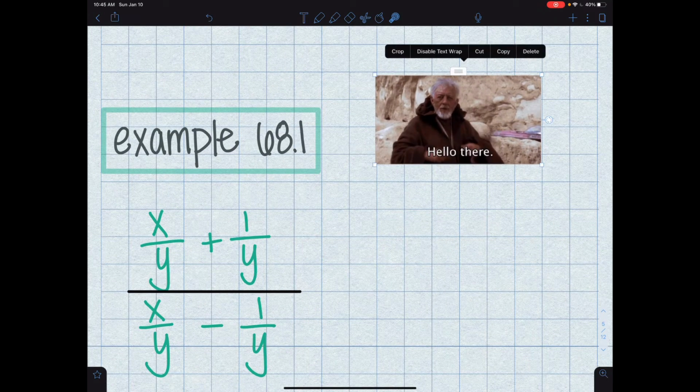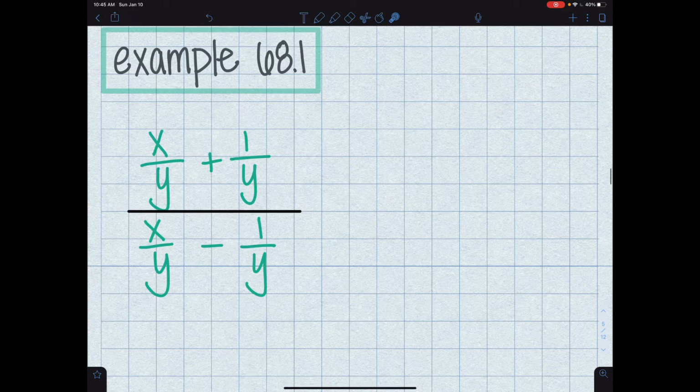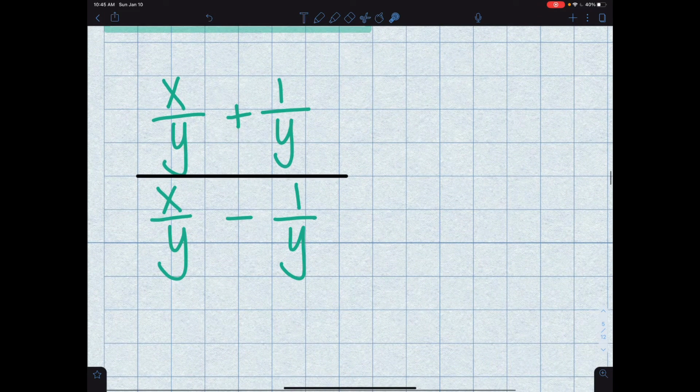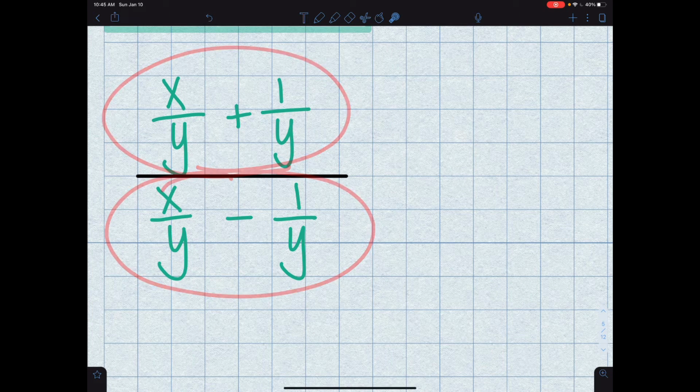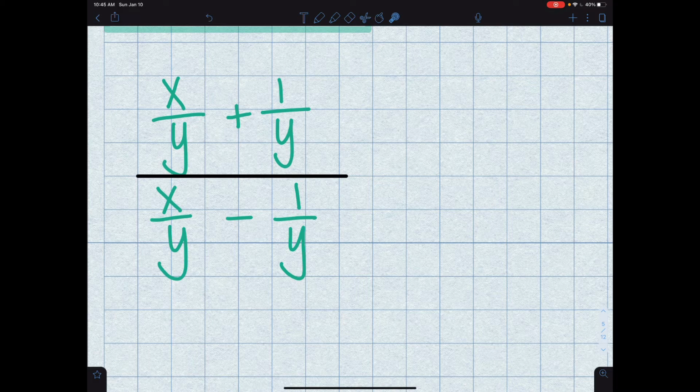Let's do example 68.1. I'm going to get rid of that because it's a little distracting to me. So 68.1, we have this. Check it out. This is the whole numerator, and this is the whole denominator. So we have to do this in 2 steps. The first step is we have to add the 2 expressions in the numerator, because you can't do any sort of division or multiplication just like that. How do you get the inverse of that? I can't get the inverse of that yet. It's not 1 expression, it's 2. So let's add them together first, and then we can make the reciprocal.